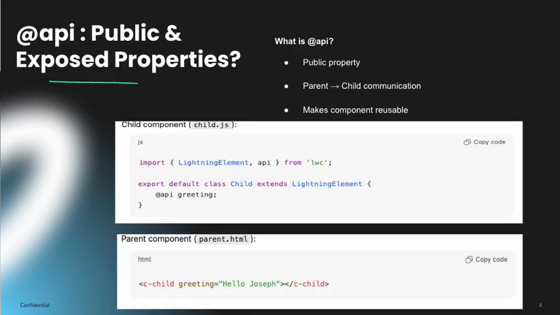Now let's move to API. This decorator is used when you want to expose a property to the parent component, basically to let the parent pass in data. If you're building reusable components, you'll use API all the time. This is how you create dynamic components. If you change the attribute in the parent, the child updates instantly. API can also expose methods, allowing the parent to call child functionality. Super useful for forms or modal dialogues.